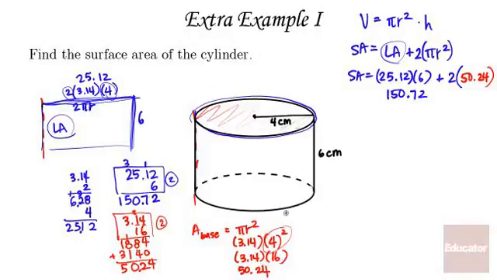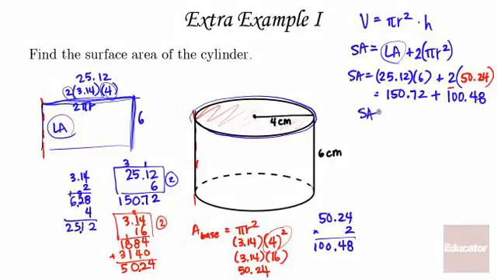Since I have 2 of them, I have to multiply that by 2. So if you want, you can just do 50.24 plus 50.24. Okay? Times 2. 4 times 2 is 8. This is 4.0, and that's 10. So all this lateral area plus 100.48. My surface area, add these two numbers together.